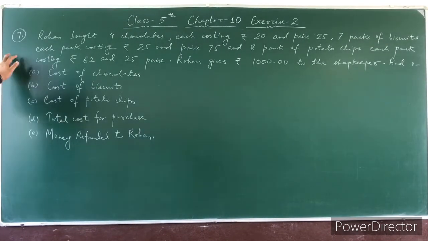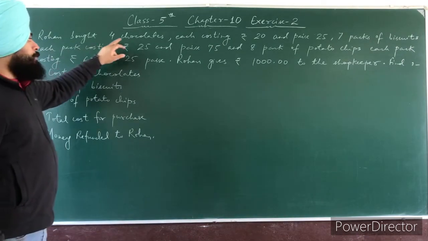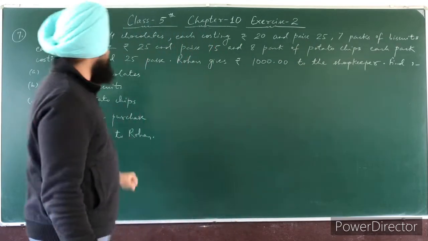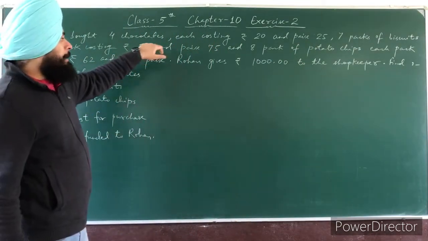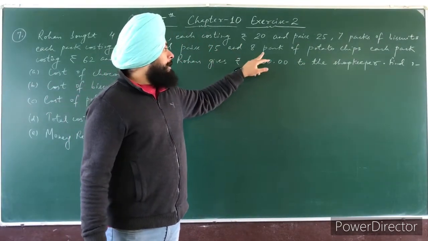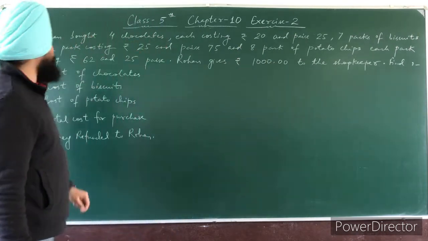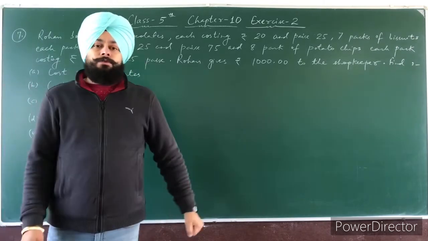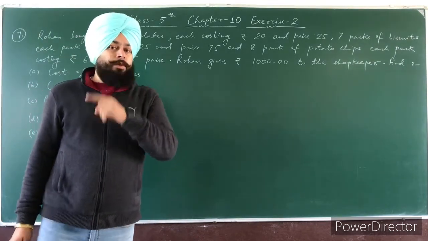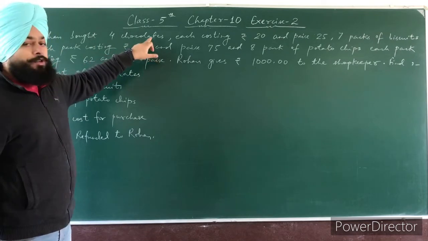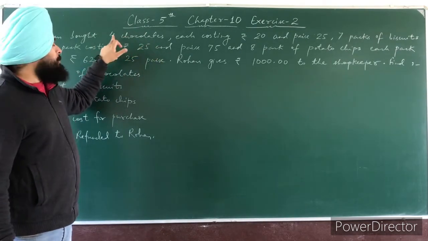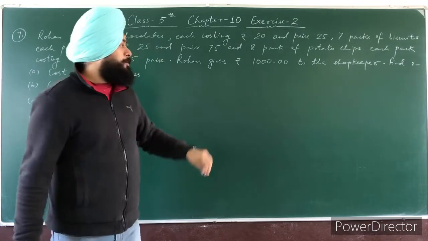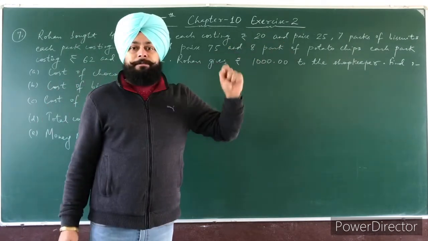Now next is the question number 7. Rohan bought 4 chocolates each costing rupees 20 and 25 paise, 7 packs of biscuits cost rupees 25 and paise 75 each, and 8 packs of potato chips each pack costing rupees 62 and 25 paise. So Rohan purchases 3 things. The first one is chocolates and its quantity is 4. It means he buys 4 chocolates and the cost of one chocolate is rupees 20 and 25 paise.